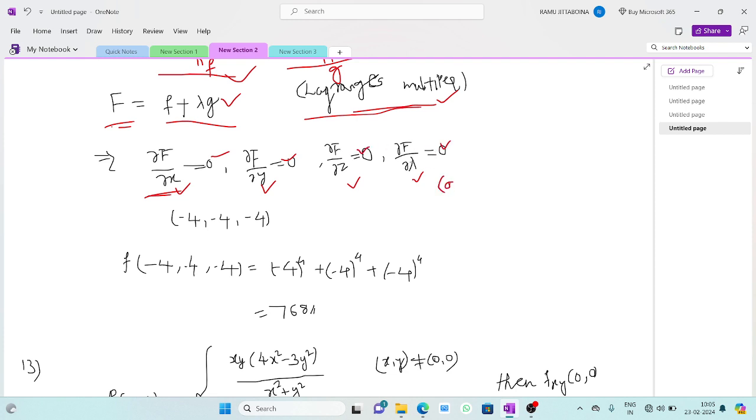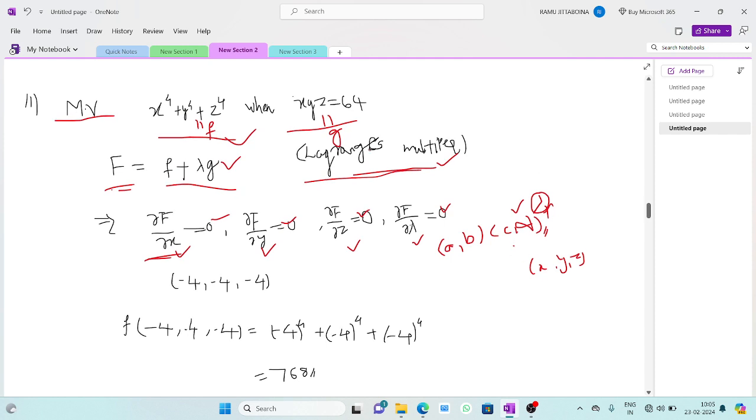I already told you. We get these type of points, a comma b and c comma d. We will get some points in terms of lambda, so we need to find the values of lambda. Then only we will get x, y, z values. For that, we have to substitute the points inside of these functions. If you substitute the points, we will get the lambda value, and after substituting the lambda value, you will get x, y, z values.